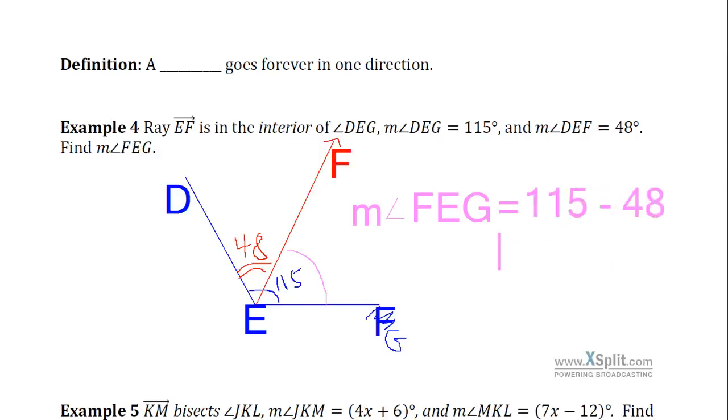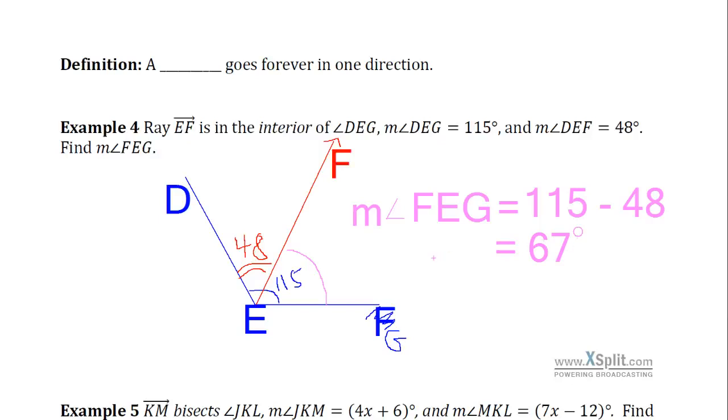If we subtract those two numbers, that's going to be 67. Let's check that real quick. 67 plus 48, going in reverse order. 7 plus 8 is 15. 6 plus 4 is 10, plus the 1 is 100. 115. Awesome. We are set. We'd say that the measure of angle FEG is 67 degrees.